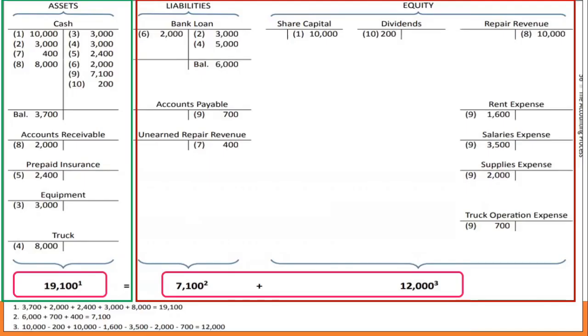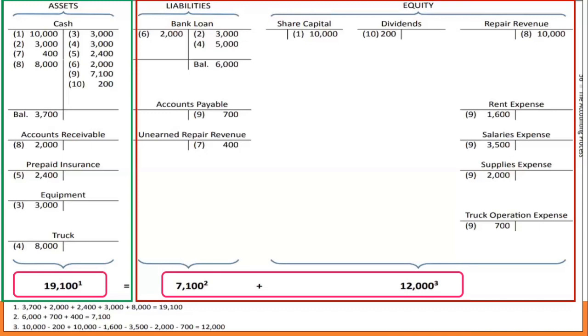All right, as you can see on our summary of transactions, we have assets on my left side, equals liabilities plus owner's equity. What we do here is we specify all the asset accounts in our summary. As you can notice, we have cash, accounts receivable, prepaid insurance, equipment, and truck as well. Again, take note that these are all asset accounts.